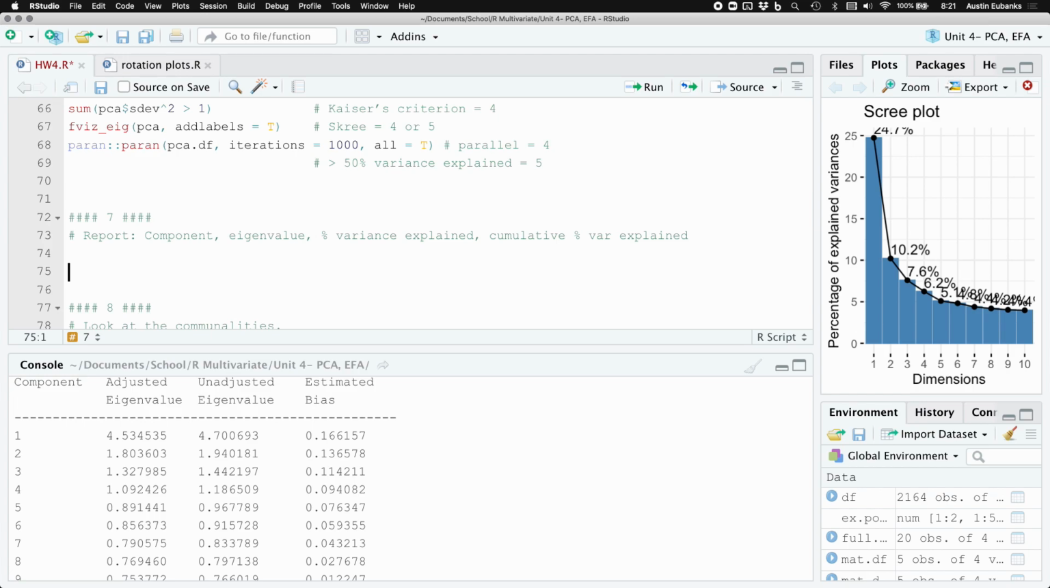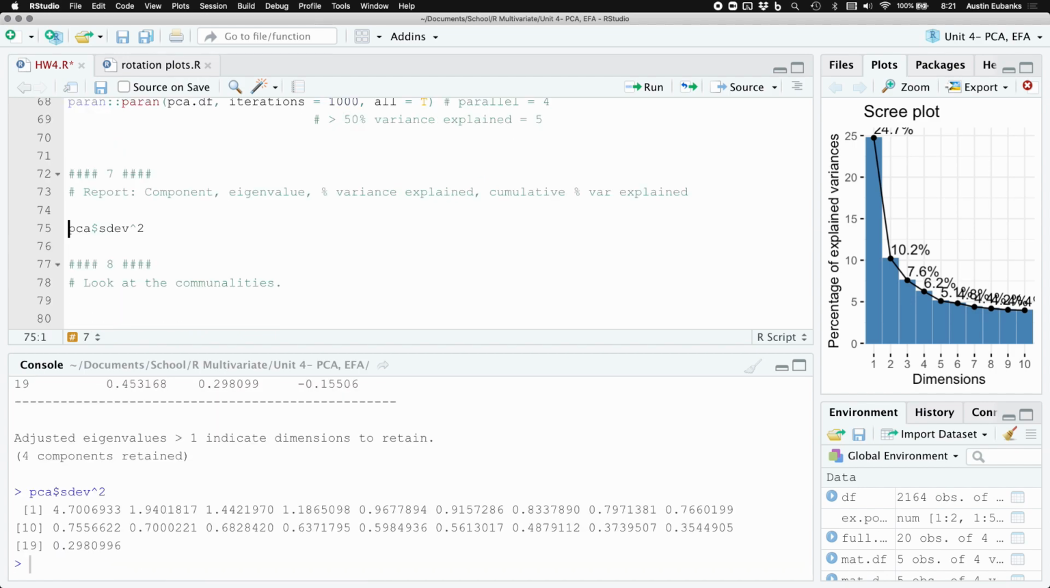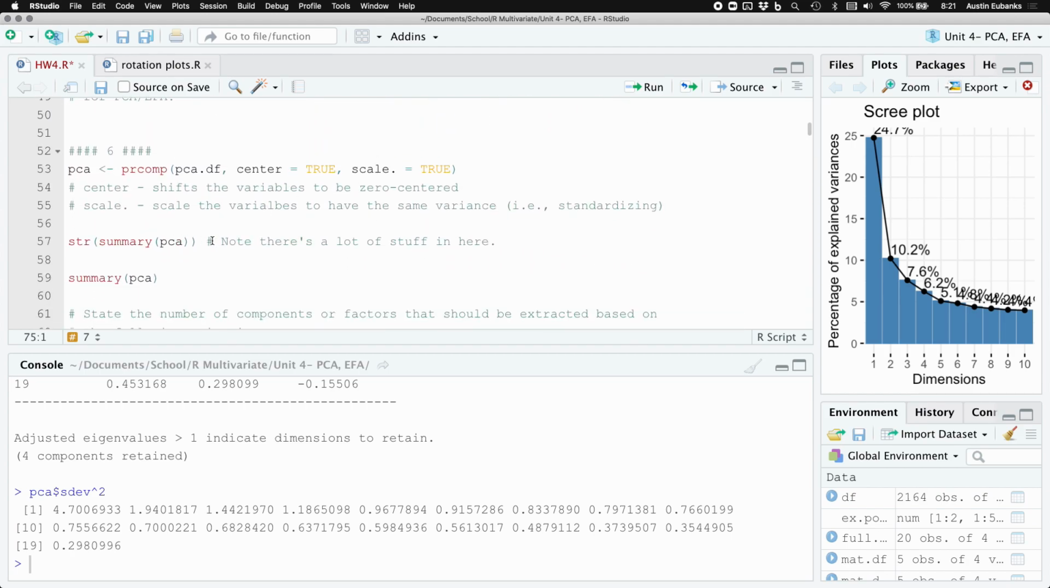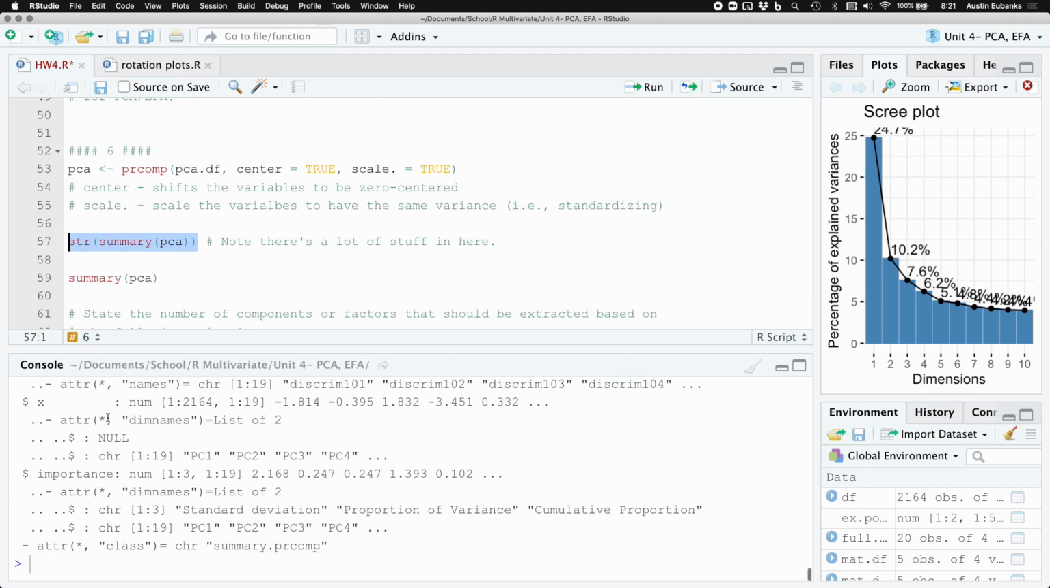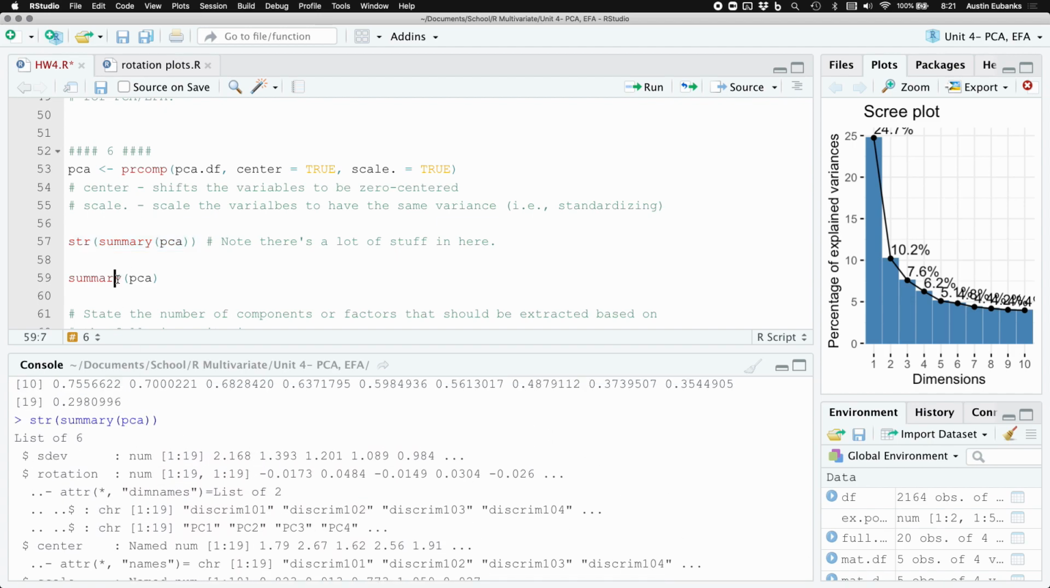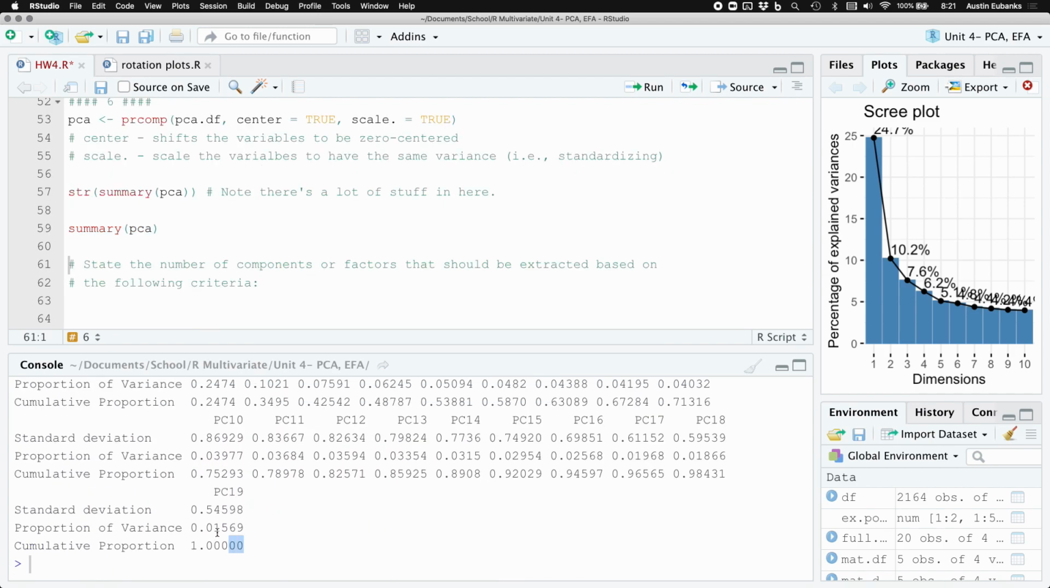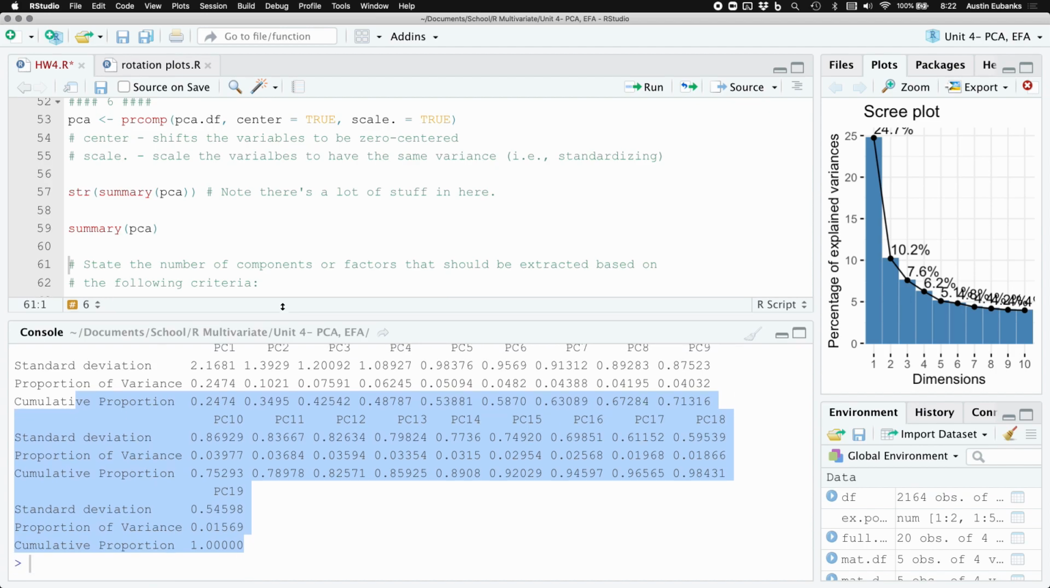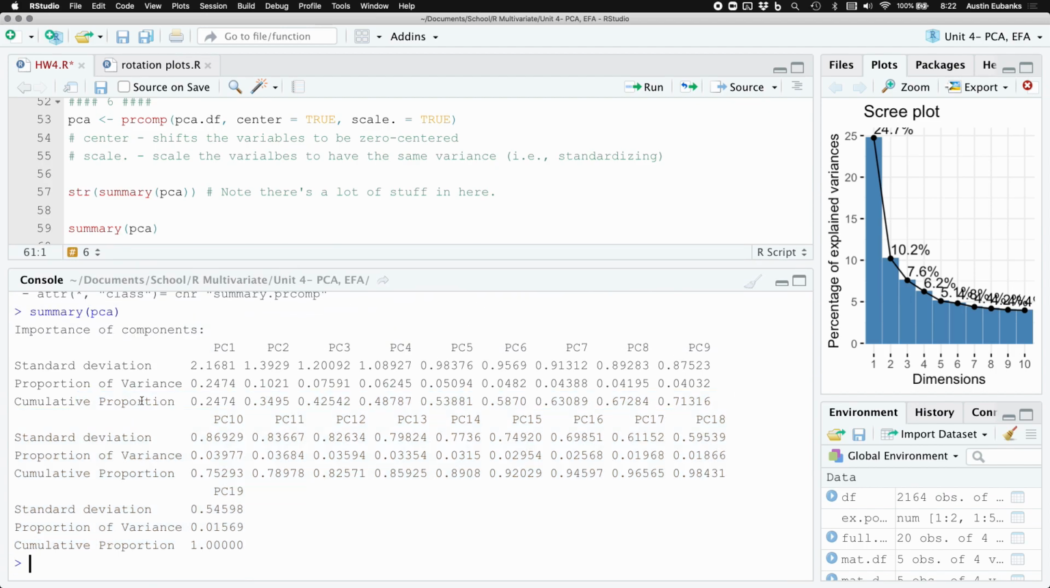For this, we already know that to get the eigenvalues, we use PCA$sdev squared. And if you recall, when we ran the initial PCA and I ran this structure to show you, there are a lot of components here. Just running the summary command on the PCA gives you everything that number 7 is asking for except the eigenvalues themselves. But this is called the importance table, in this package anyway.